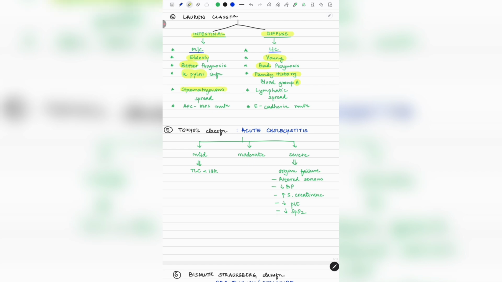Okay, then hematogenous spread and lymphatic spread. Remember, the diffuse type is not having hematogenous spread, it is opposite. That is lymphatic spread, whereas intestinal is hematogenous. Don't get confused, just remember it is opposite. Simple. Here one more thing you are going to remember is the mutation. Here it is the APC mutation, here it is the loss of E-cadherin.